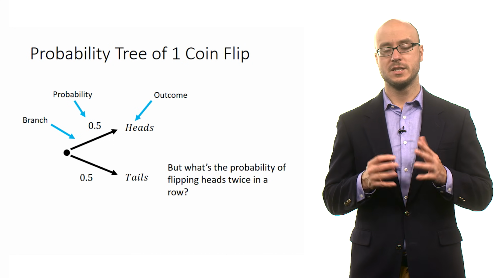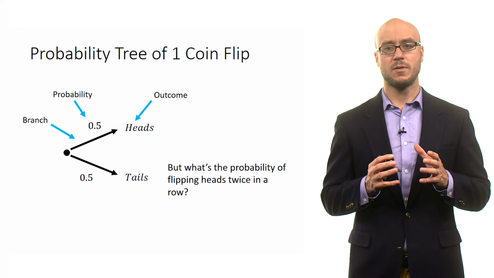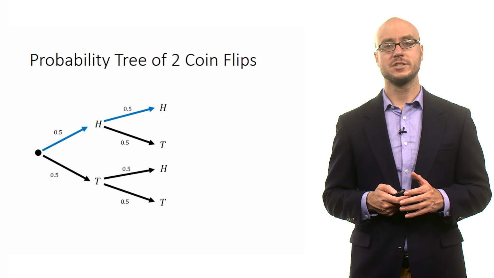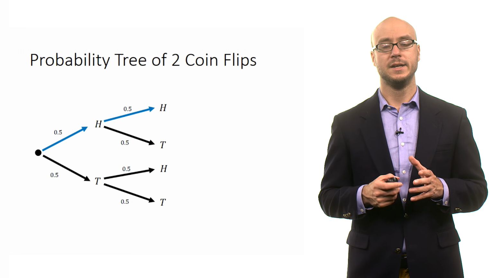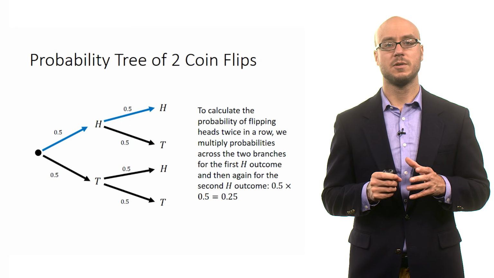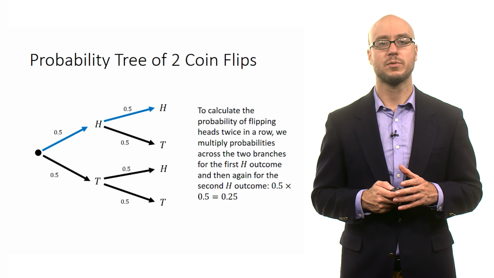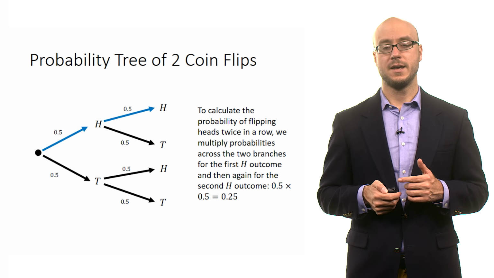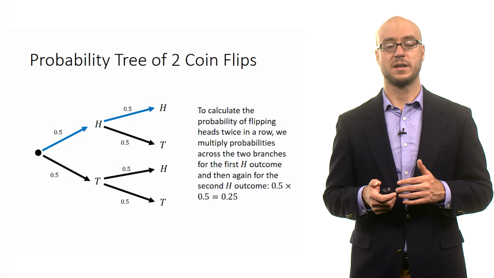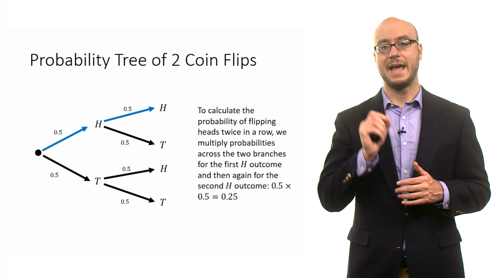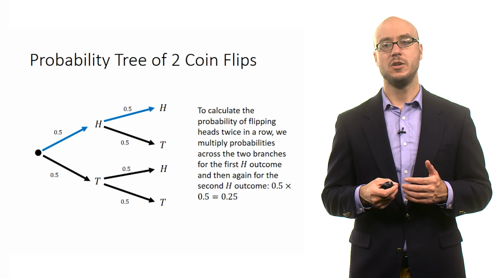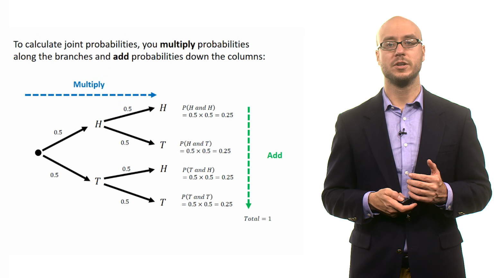But you might want to say, okay, this is just one coin flip. But what's the probability of flipping heads twice in a row? Well, what you do is you just add more branches. So this tells us the probability of flipping heads twice in a row. So to calculate the probability of flipping heads twice in a row, you just multiply down each branch. So you can see if you flip a coin once, the probability of getting heads and tails is 0.5 each, respectively. But then you can see, if you want to see what's the probability of getting heads and then heads again, you multiply 0.5 times 0.5, and you get a probability of 1/4, or 0.25.